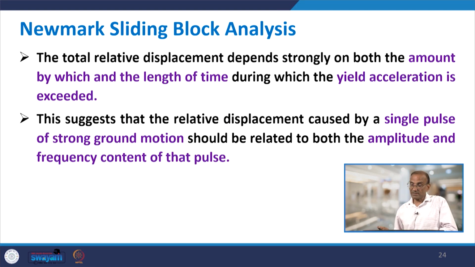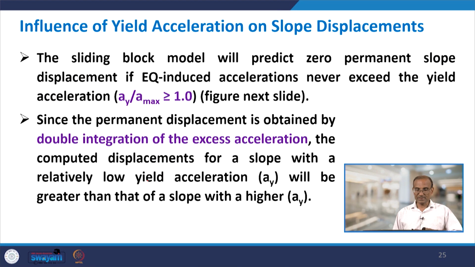So, the total relative displacement strongly depends on the length of time during which the yield acceleration is exceeded, that is delta t, number one, and the second thing, its amplitude. Relative displacement caused by a single pulse should be related to both the amplitude and frequency content. This was regarding Newmark sliding block analysis.